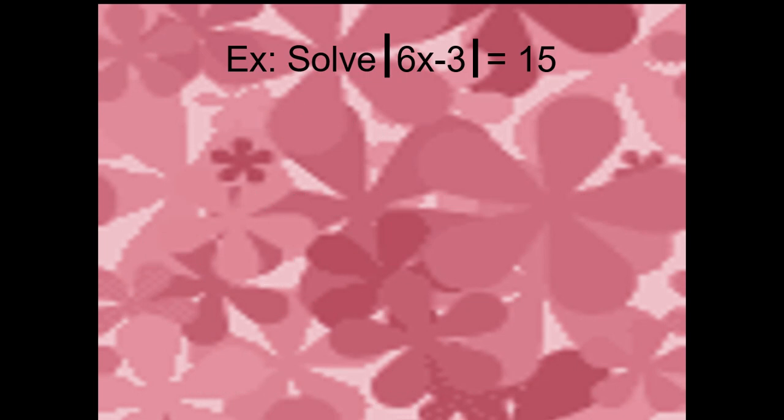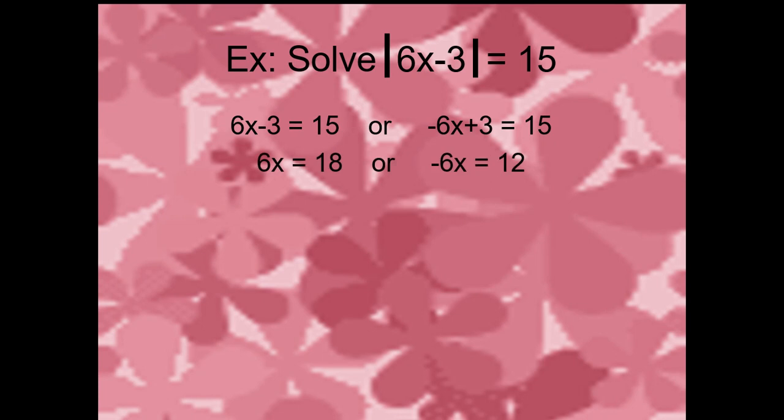So if I want to solve this one, it will give me two equations: 6x minus 3 equal to 15, or the opposite, minus (6x minus 3) equal to 15. It means I don't know what the sign of 6x minus 3 is. I don't know if it is positive or negative, so I have two cases. If it is positive, it will stay the same. But if it is negative, it will give me an opposite answer, so minus 6x plus 3 equal to 15. Then you solve each one and you have the answer. So x could be 3 or x equals minus 2.